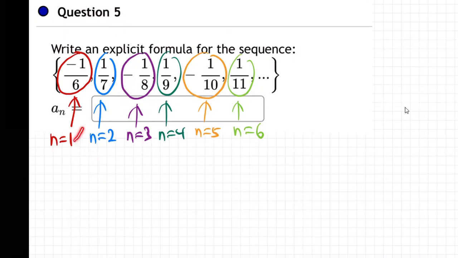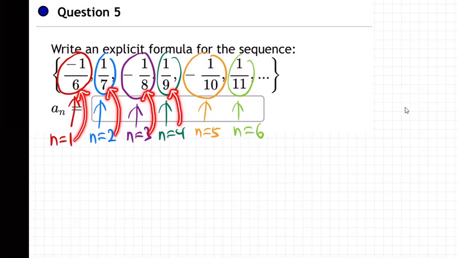So think about it: how does 1 connect to 6? How does 2 connect to 7? How does 3 connect to 8? How does 4 connect to 9? Do you see the relationship? What's the connection? Do you see how it's always 5 higher?